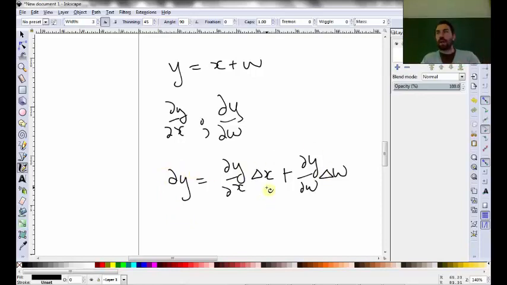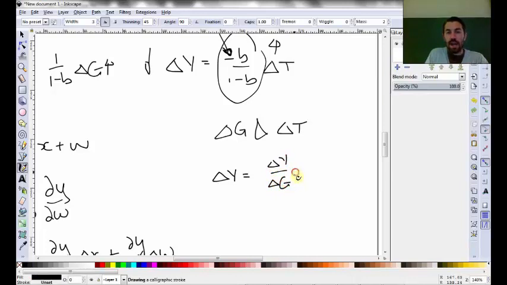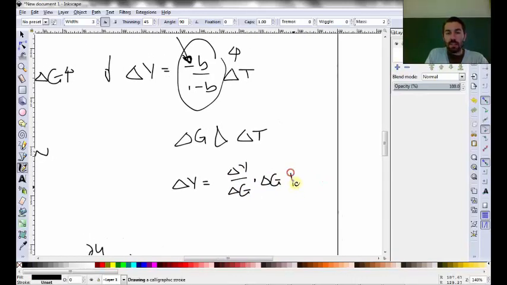So that's the general maths. I'm not going to prove it to you or spend any more time. That's how it works. So if I have a change in G and a change in T, what will my change in Y be? My change in Y is equal to my derivative of Y with respect to G times the change in G plus the derivative of Y with respect to T times the change in T. Okay?